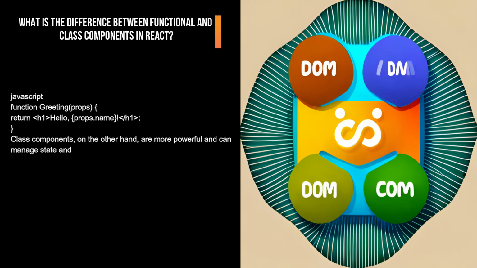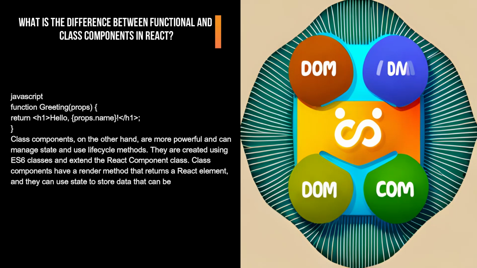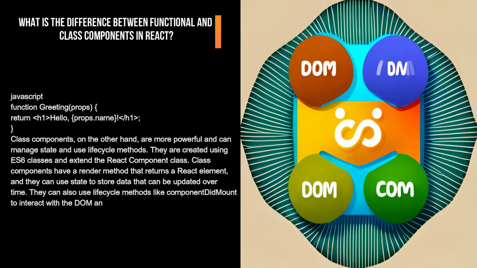{props.name}</h1>; } Class components, on the other hand, are more powerful and can manage state and use lifecycle methods. They are created using ES6 classes and extend the React Component class. Class components have a render method that returns a React element, and they can use state to store data that can be updated over time. They can also use lifecycle methods like componentDidMount to interact with the DOM and other components.